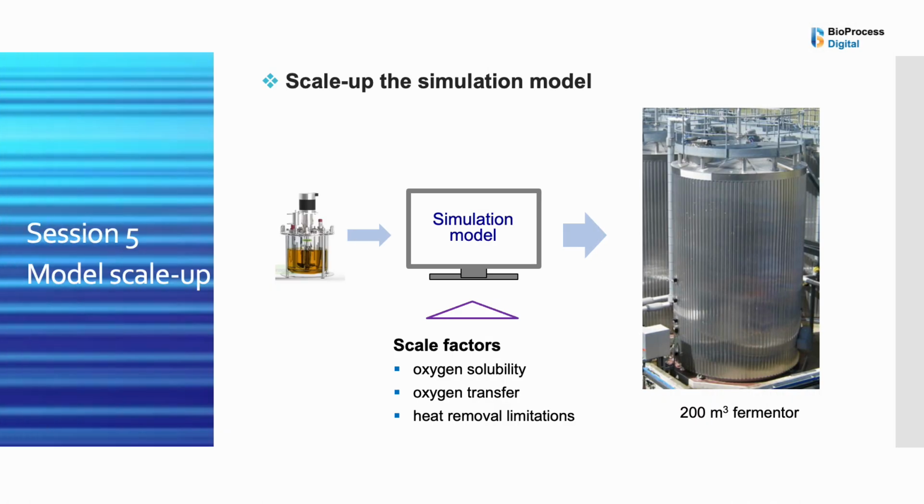In Session 5, to begin the second part of the course, you will scale up the fermentation simulation model to the industrial 200 cubic meter fermenter. The model will be adapted for the larger volume fermenter by accounting for changes in oxygen solubility and transfer rates. Additionally, the model will incorporate potential limitations in the removal of fermentation heat generated inside the fermenter.